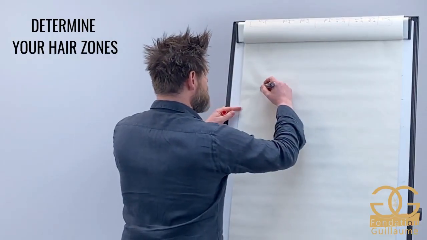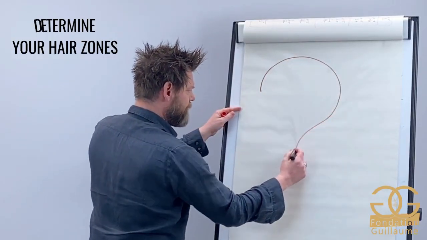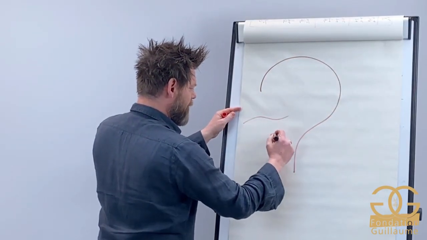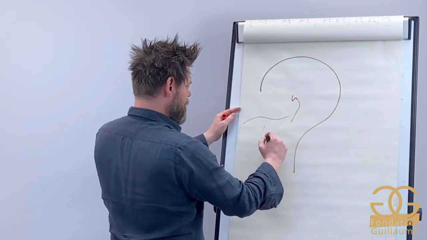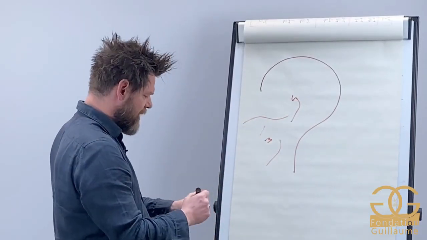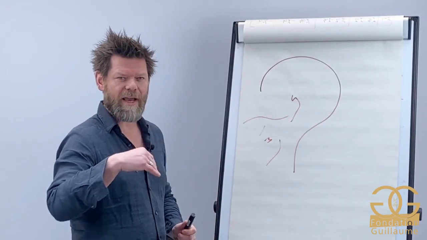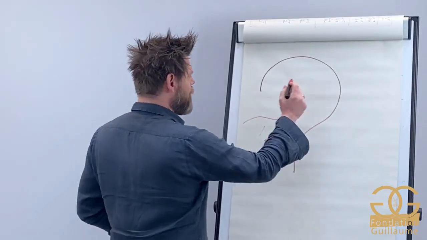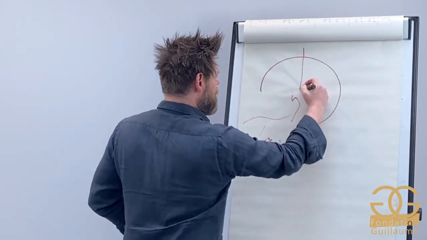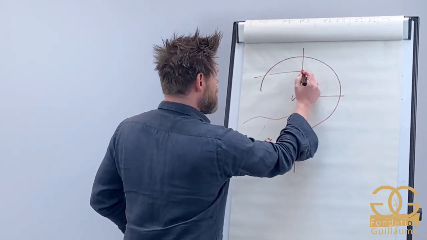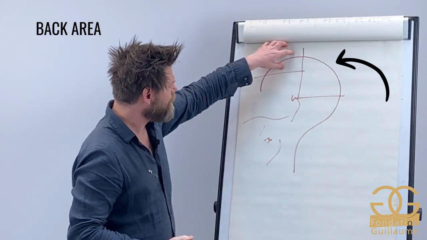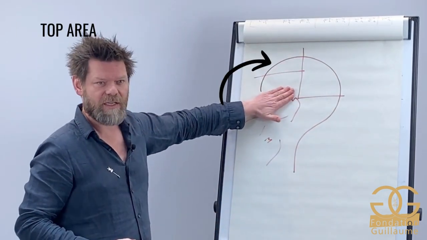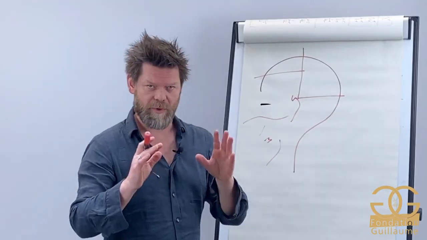So if this is the head, our beautiful, voila, this is our head. We're going to work in hair zones. For example, we have our nape area, our back sides, top area, and our sides. That's something we know from school.